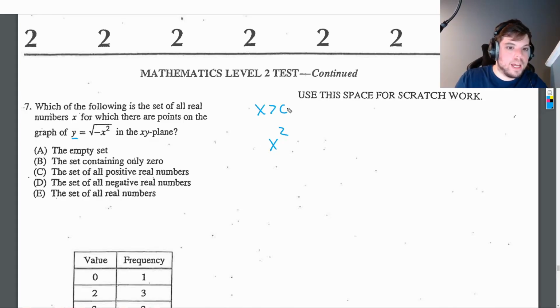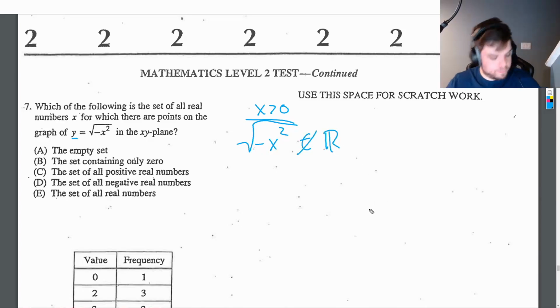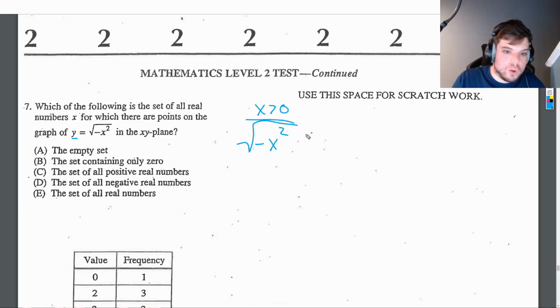So here's what we're doing. If x is positive, then x squared is also positive. Negative x squared is now negative, which means that the square root of a negative number is not real. So the square root is not an element of the real numbers. It's a complex number. So it can't be positive. It's certainly not all real numbers.